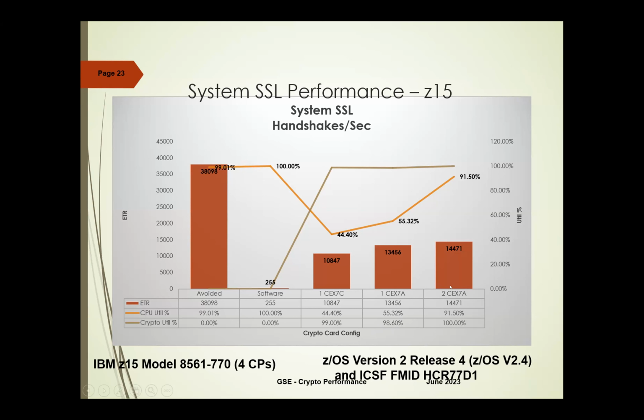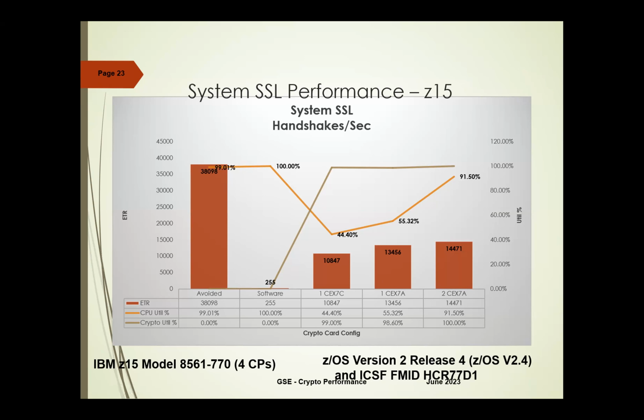By default, the system SSL protocol requires that the client authenticate. Optionally, the server authenticates. Optionally, you can have the client authenticate as well, and that's what this chart is showing. So we're getting a little bit more work through by adding a second accelerator and just giving it a little bit more capacity.